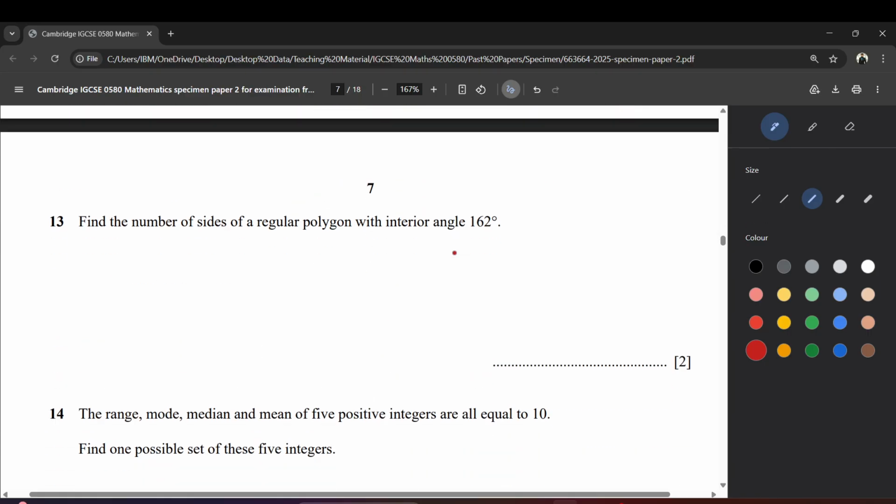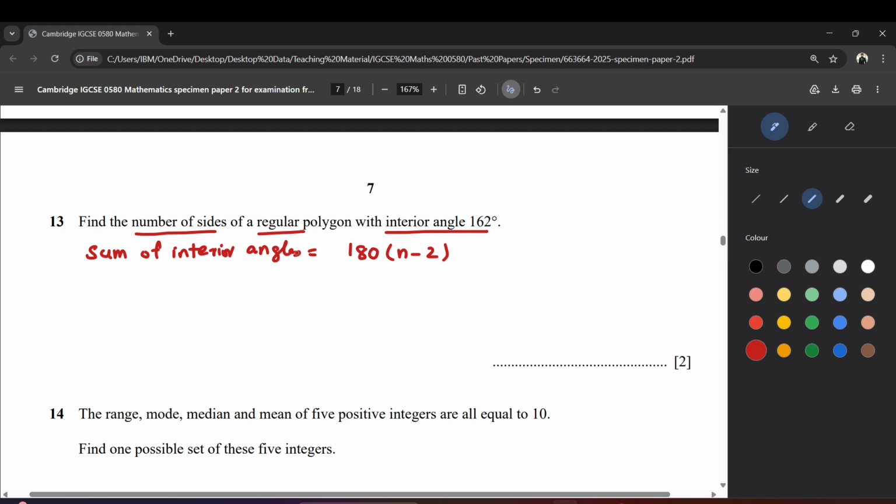All right. Question number 13. Find the number of sides of a regular polygon with interior angle 162 degrees. Now, there are only two formulas that we have studied in relation to polygons, which is the sum of interior angles. So we know that the sum of interior angles is equal to 180 times n minus 2. But the problem is that I don't have the sum of interior angles, do I?